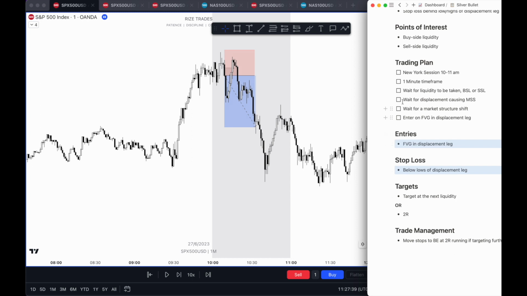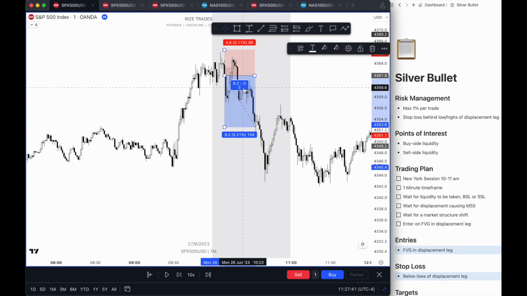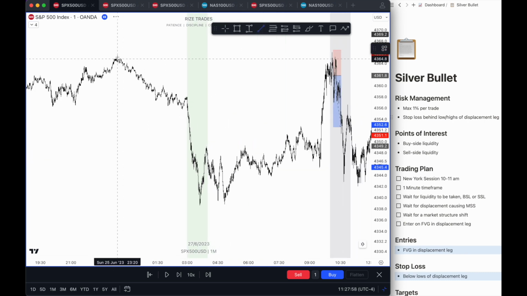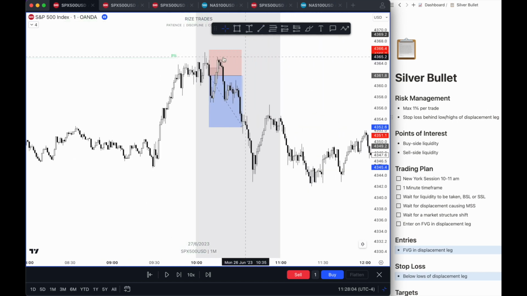So let's get into the first example. This trade was taken with my community in a live call session we'd done. This was the 10 to 11 a.m. session on the S&P on the 26th of June. Over here, you can see we had this buy side liquidity taken. We wicked above here, displaced lower, getting a market structure shift. Then we came back up to this fair value gap, which we took the entry from, stops above the highs, target 2R.